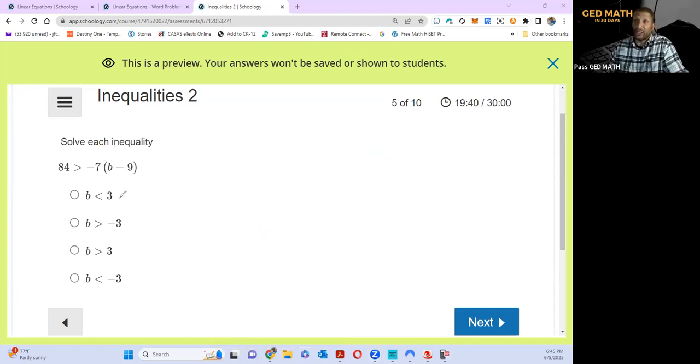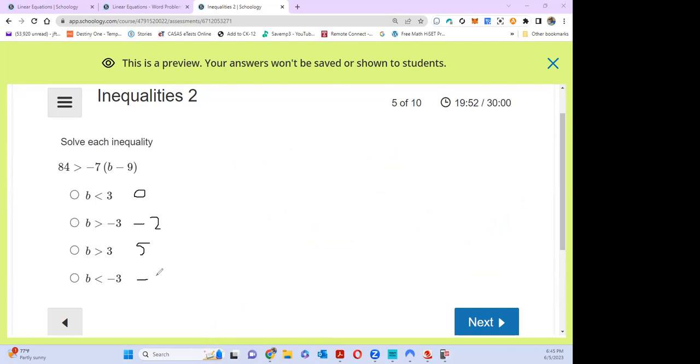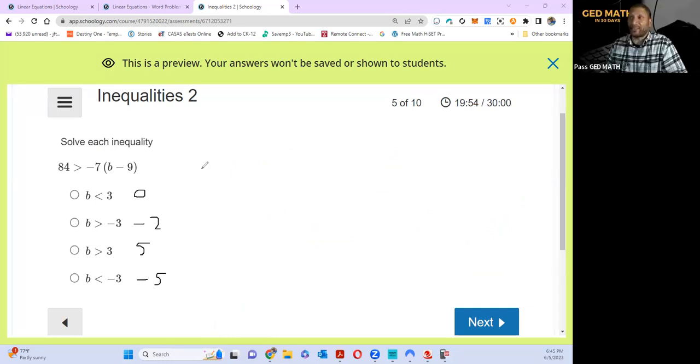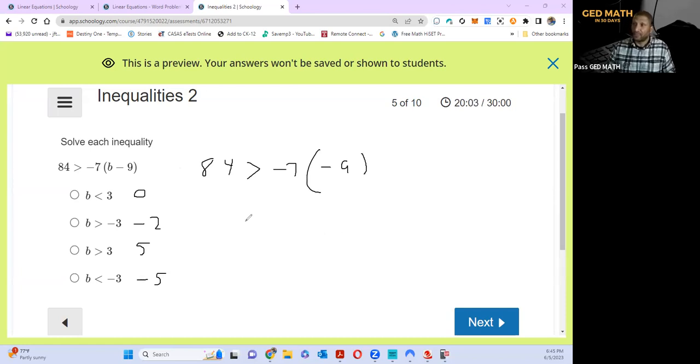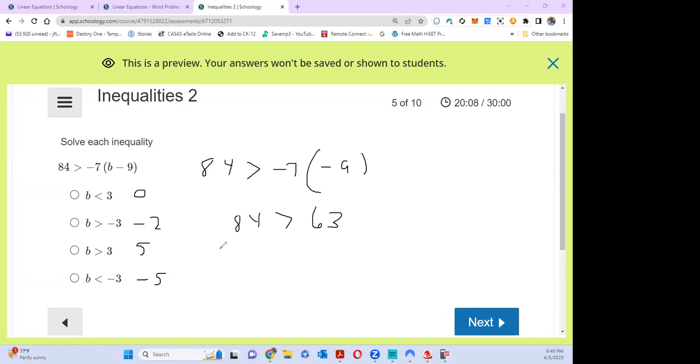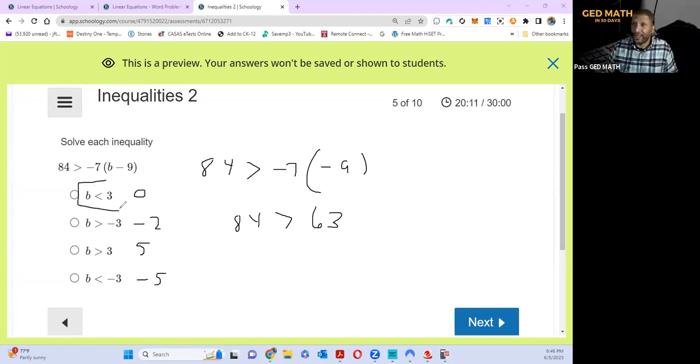Now let's do common sense. A number less than 0, less than 3. I'm going to use 0. A number greater than minus 2, well, let's do minus 2. A number greater than 3, 5. A number less than minus 3, minus 5. Watch this. 84 is greater than minus 7 times 0 minus 9, which is minus 9. 84 greater than 63. Is that true? Yeah. I'm done. Same answer.